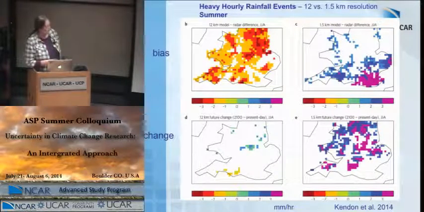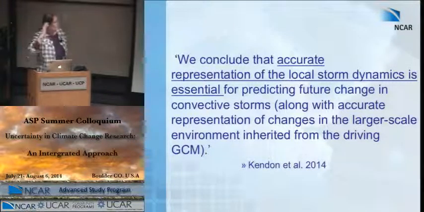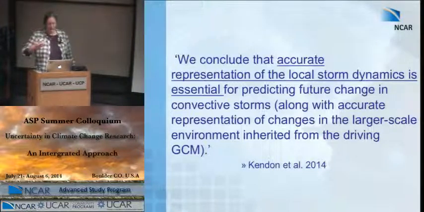perception of the extremes. And what they say is then we conclude that accurate representation of the local storm dynamics is essential for predicting future change in convective storms, along with accurate representation of changes in the larger scale environment inherited from the driving GCMs.